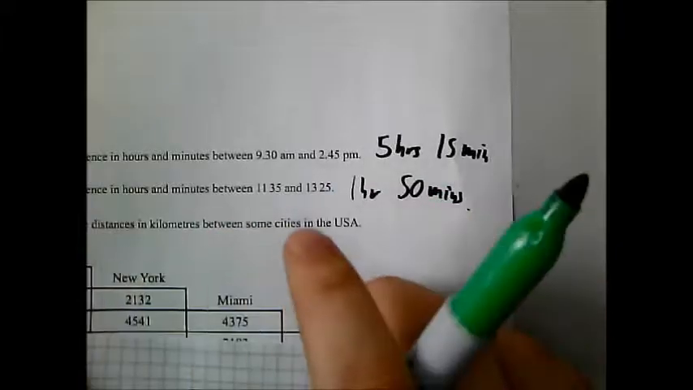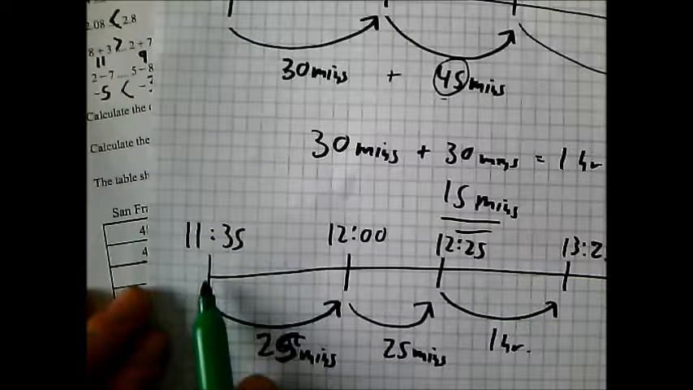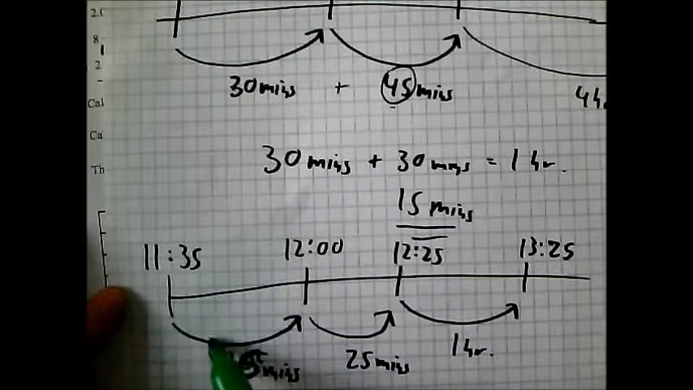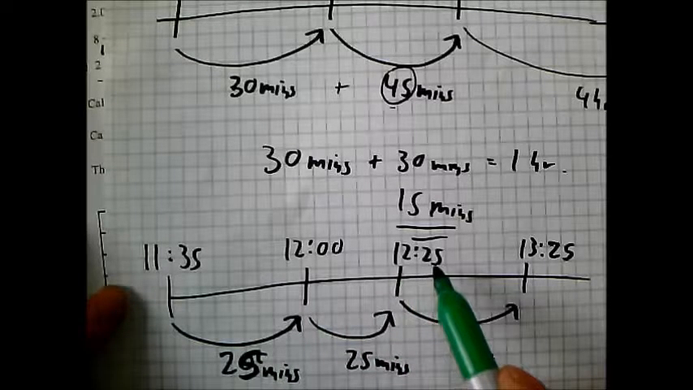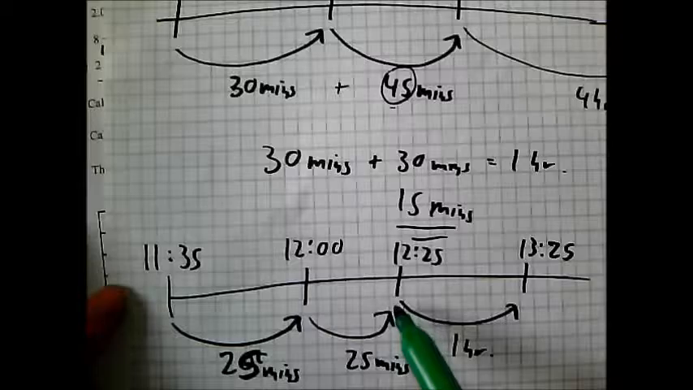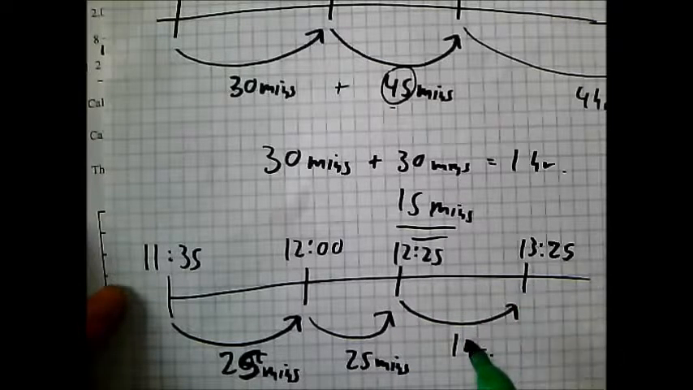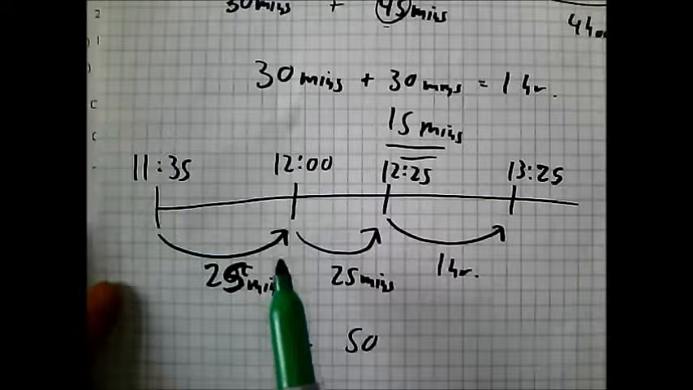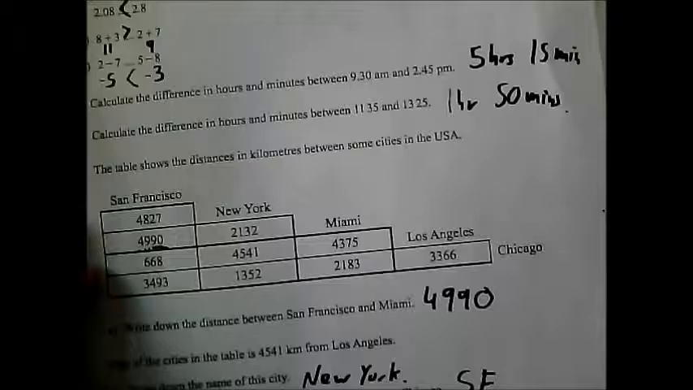Okay, for question 3, exactly the same thing again. Start at 11:35, and we're trying to get to 1:25. So go up to a nice easy number, 12 o'clock. You've added on 25 minutes. Trying to get the end number the same, add on another 25 minutes. You're now at 12:25. Now if you add on an hour, you get to 13:25 or 1:25. So altogether, we have 25 minutes, another 25 minutes, that's 50 minutes, and an hour. So 1 hour, 50 minutes is your answer, as shown.